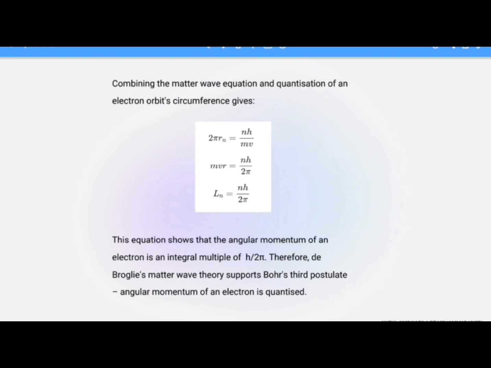So lastly, combining the matter wave equation and quantization of an electron orbit circumference gives 2 pi r equals n h over mv. Then we get this equation, which shows that the angular momentum of an electron is an integral multiple of h over 2 pi. Therefore, de Broglie's matter wave theory supports Bohr's third postulate, which is that the angular momentum of an electron is quantized.